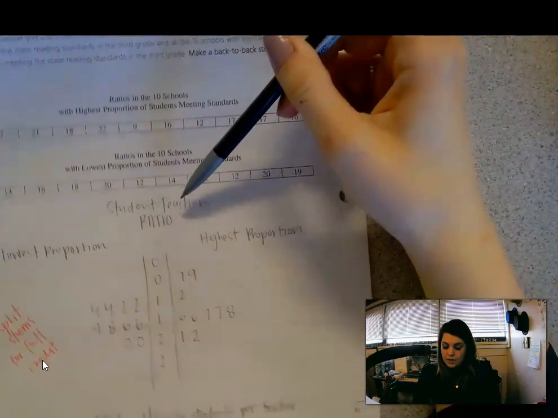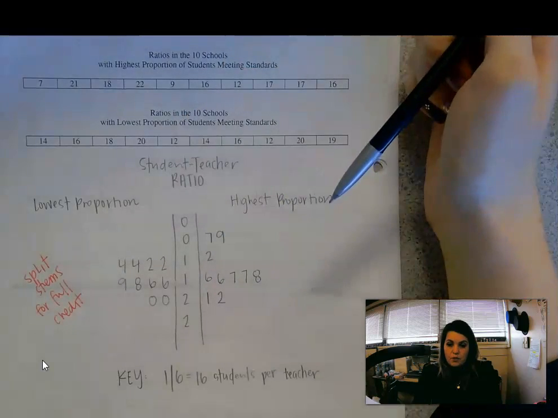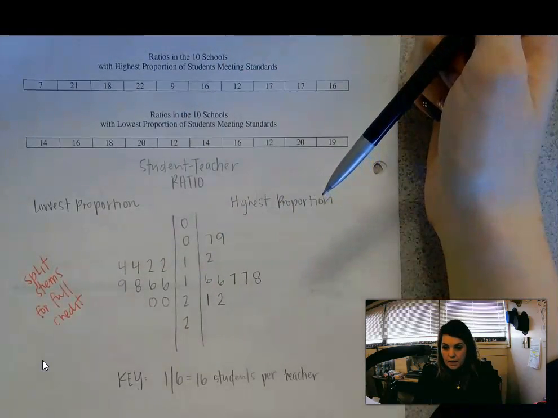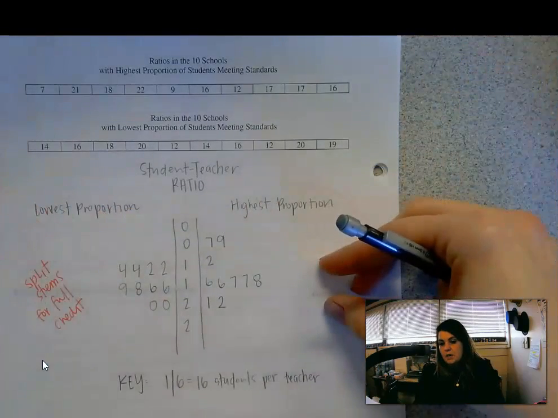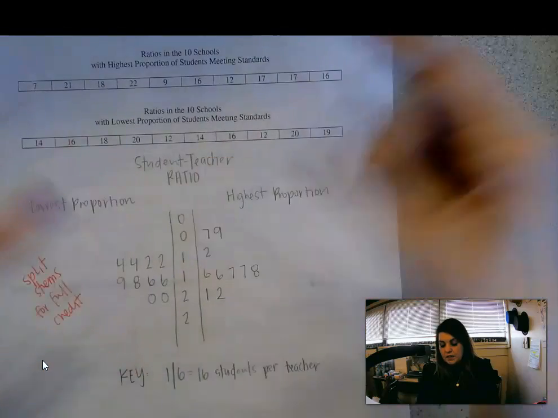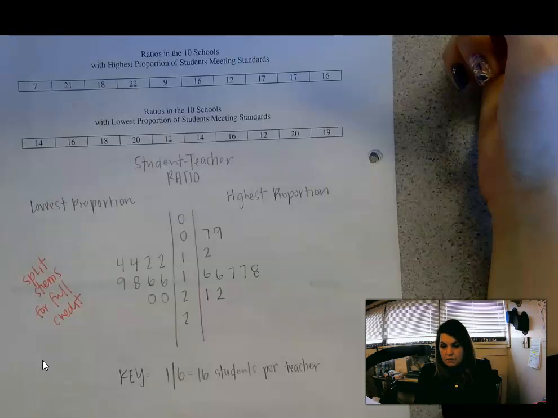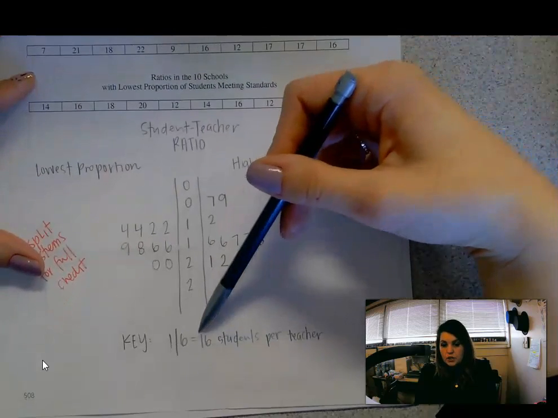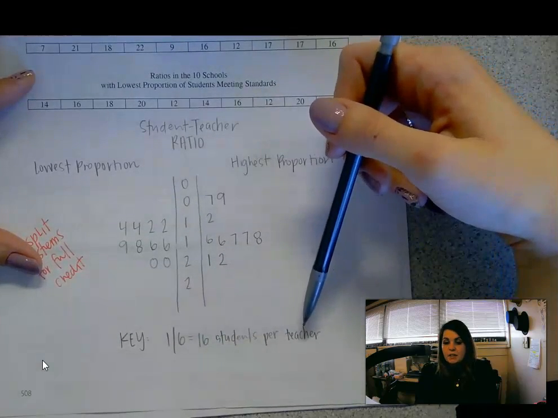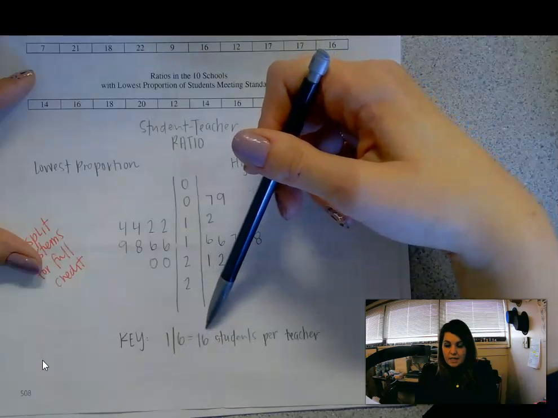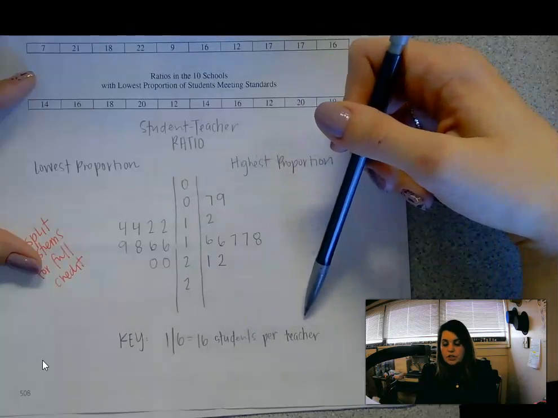On your student to teacher ratio, you need to split your stems for full credit. If you did not split your stems, that's fine, but your stem plot ends up being really long, so splitting the stems gives you a better picture of the data. The key pieces of feedback on this are, 1, make sure that you have a key and that you are giving your key context. So instead of just saying 16, it's better if you say 16 students per teacher.